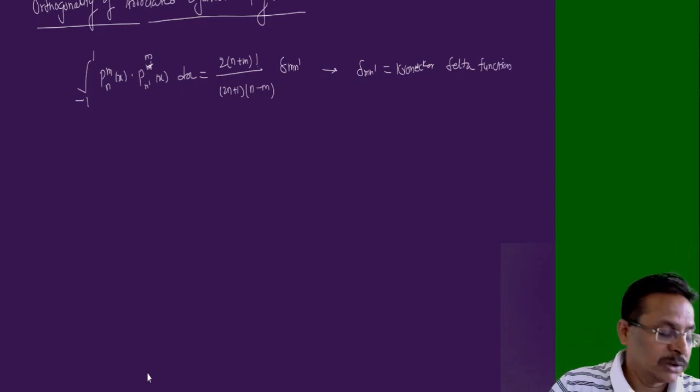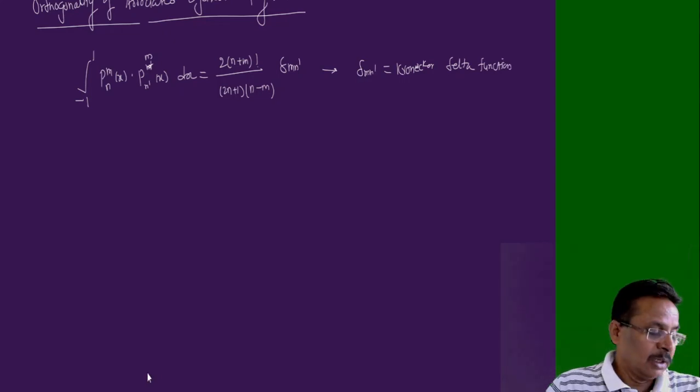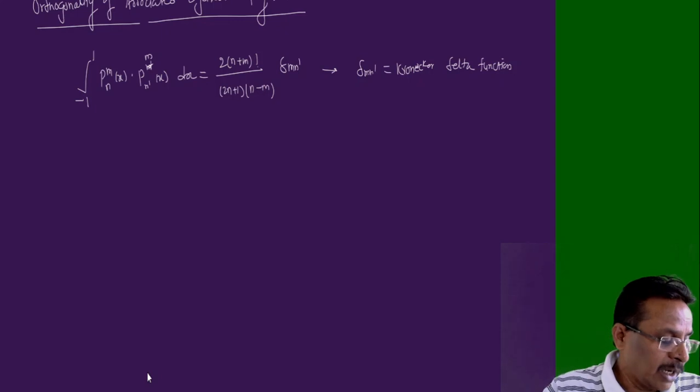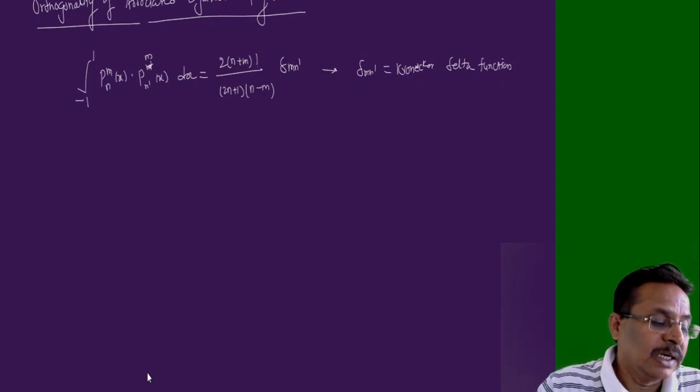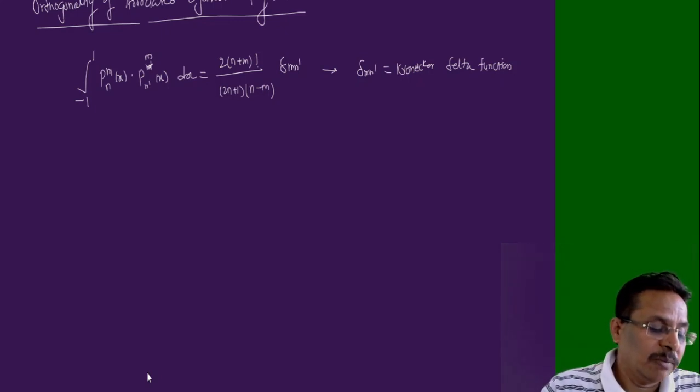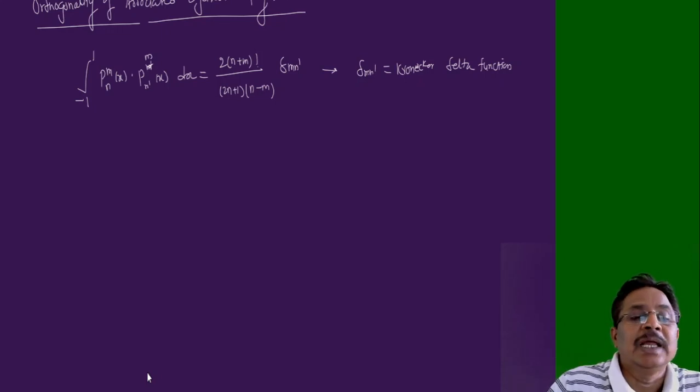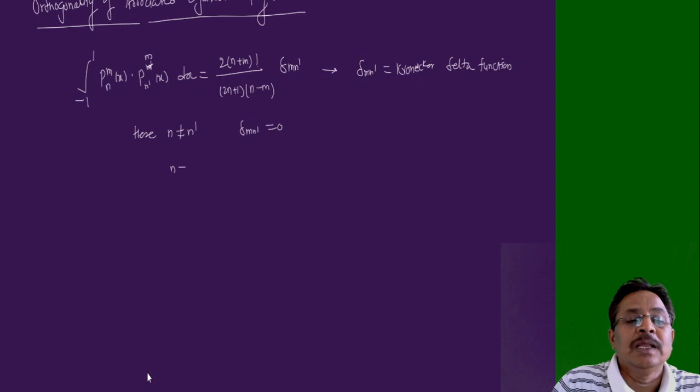We know already from this condition that n and n prime are not the same, then that is going to be 0. If n and n prime are the same, then we will get this result. Here, if n is not equal to n prime, then this delta m n prime is going to be 0, so the right hand side of this equation is going to be 0. If n and n prime are the same, then we get this result which we have shown there.